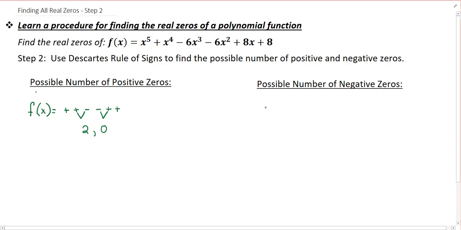If we want to determine the possible number of negative zeros, we take our function f of x and we evaluate it not at x but at negative x. That's the difference. Imagine if you took your function and everywhere there was an x, you put in negative x. I'm going to go ahead and write that, so it's going to take me a second. But basically, again, all I'm doing is taking my function and evaluating it at negative x.